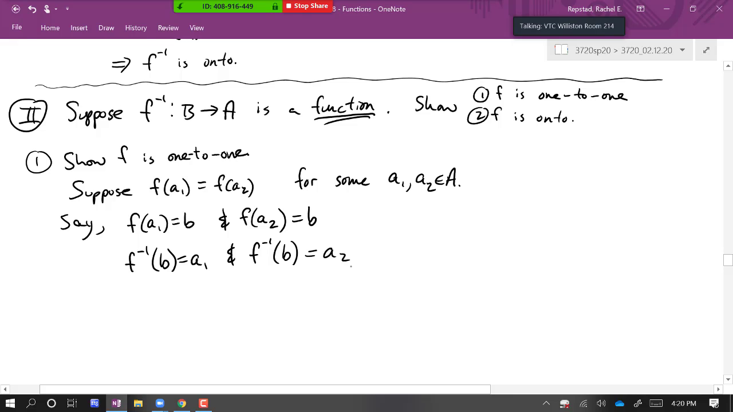And again, we know that F inverse is a function. Right? It's not just a relation, it is in fact a function. So if F inverse sends this one element B to both A1 and A2, what does that mean about A1 and A2? They're equal. Yeah, and it's not because F inverse is one-to-one or has some special property. The only reason is because F inverse is a function.